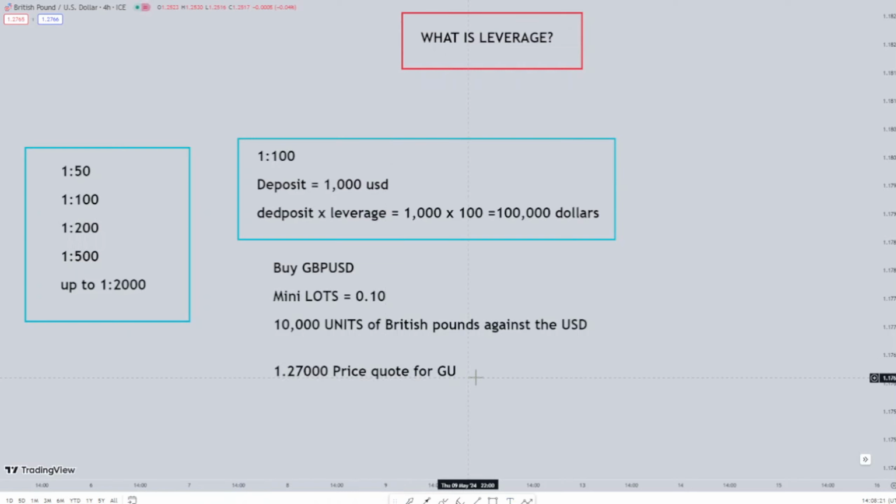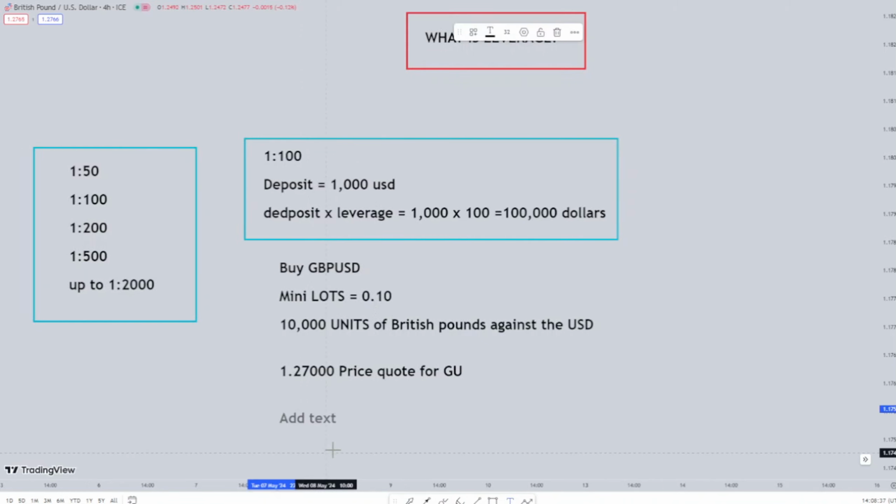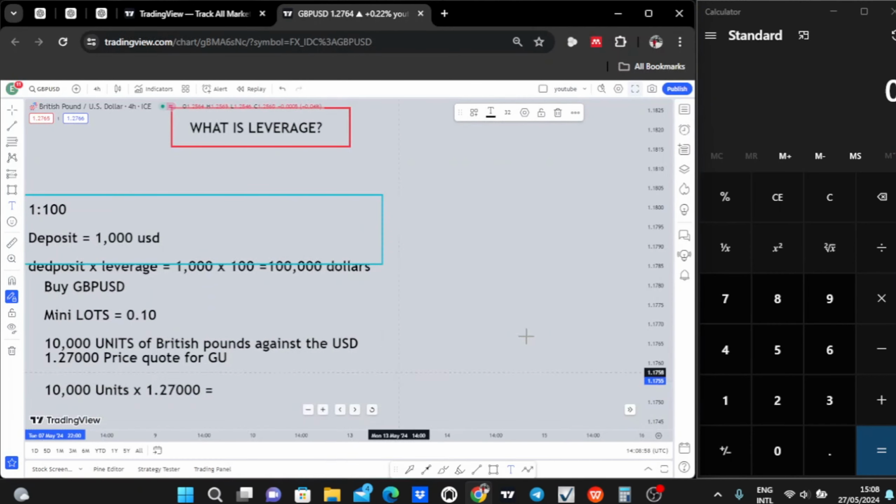So to get the exact amount of money you need to buy GU at this price would be 10,000 units times the price quote, and the price quote is 1.27000.